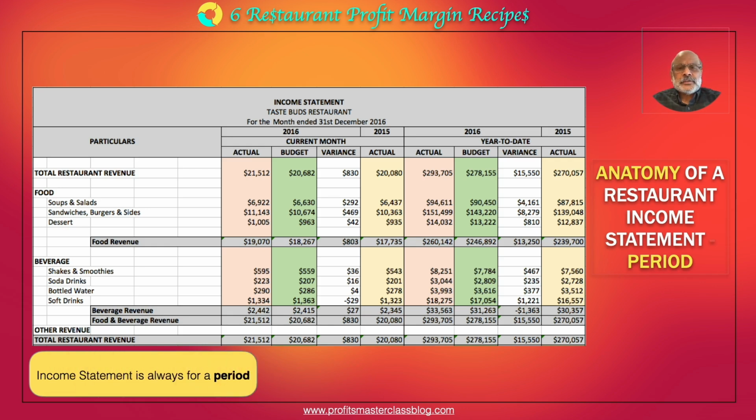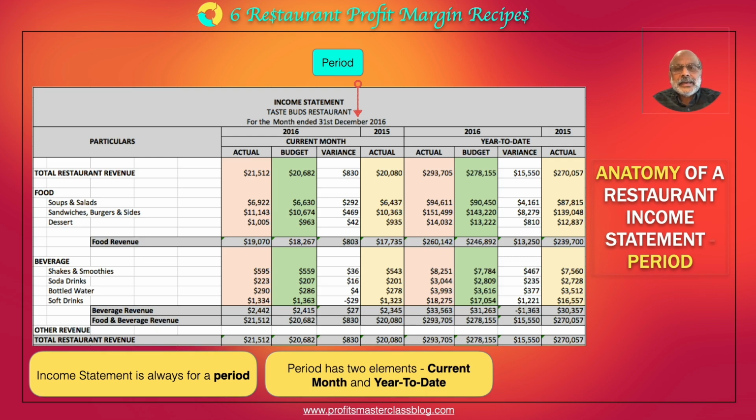So one of the first things to know is that the income statement is always for a period. That period can be for a month, it can be for a quarter, it can be for a year, but it is always with reference to a period. So what is this period about? Take a look at this income statement of Taste Buds restaurant.